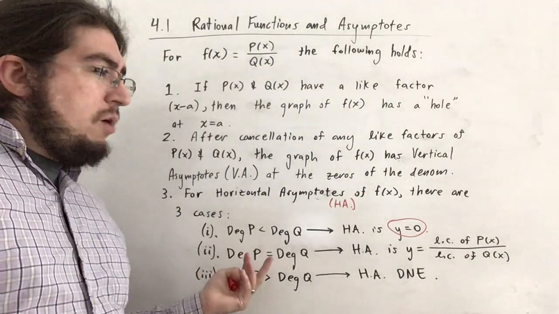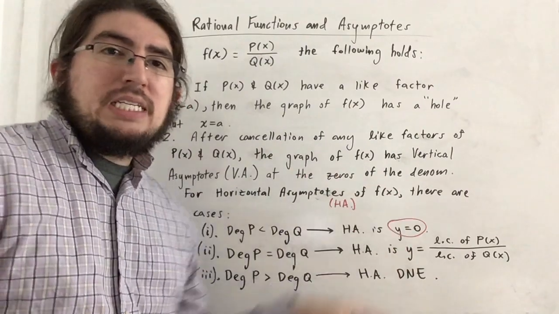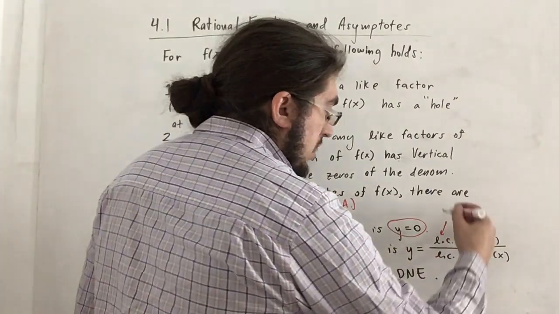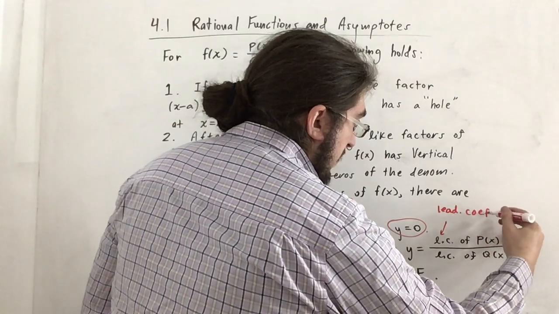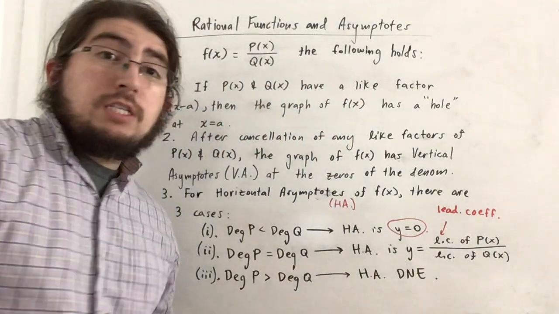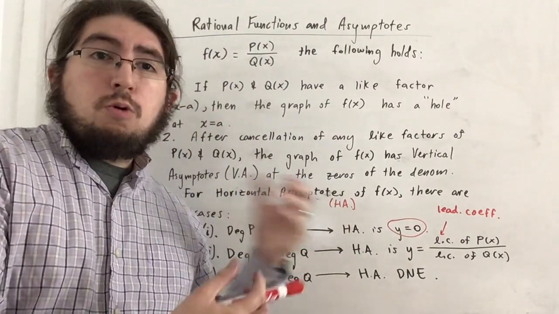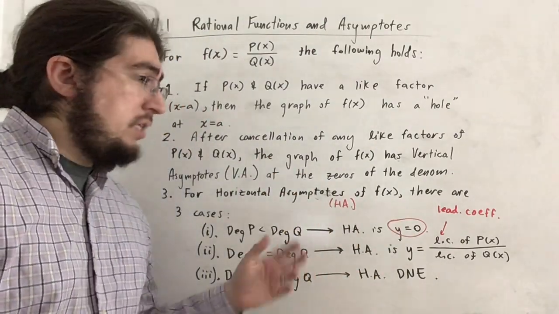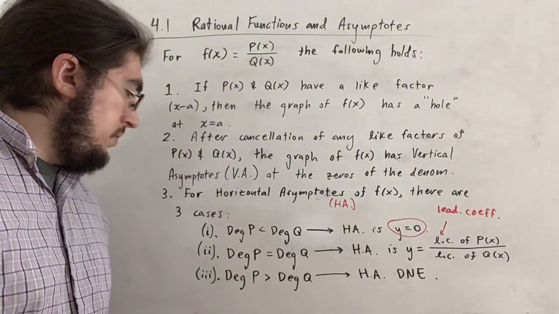If the degrees are equal, then the horizontal asymptote is y equals LC, which stands for leading coefficient. So remember, the lead coefficient, or leading coefficient, is just the number in front of the largest power of x. So you just look at the quotient of the leading coefficients of the polynomials in that order, top and bottom, and that will be the horizontal asymptote.